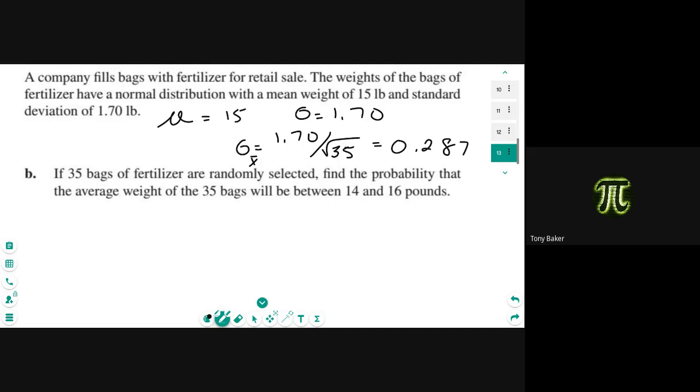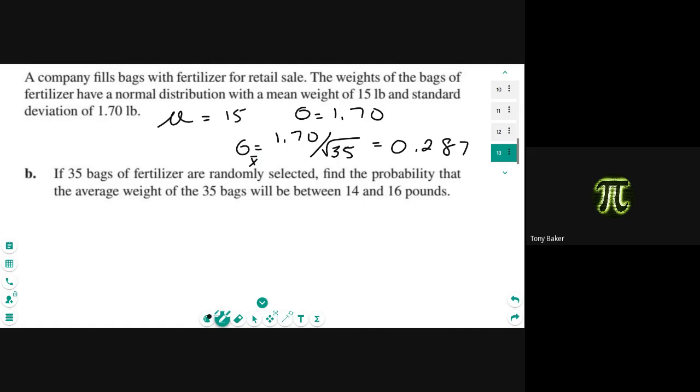Our standard deviation is now smaller, right? So our graph should be more compressed. So between 14 and 16 should have a higher percentage of possibilities. After this step, it's all exactly the same as the last step.